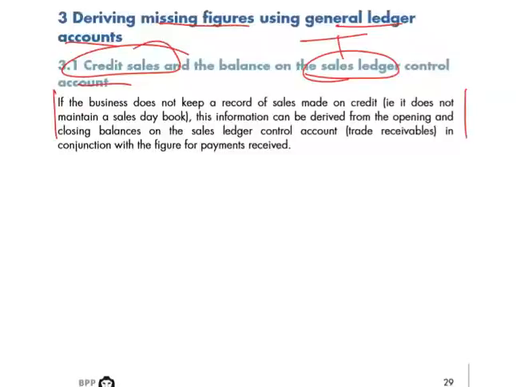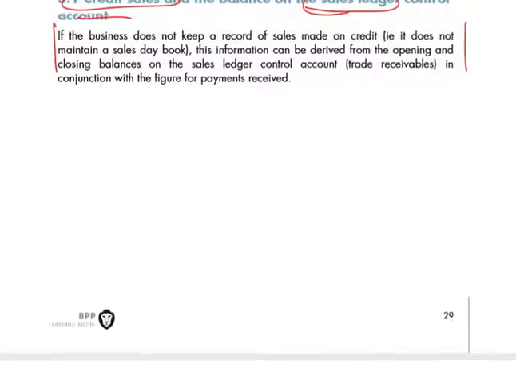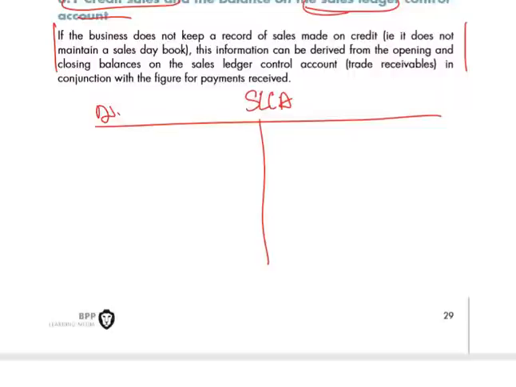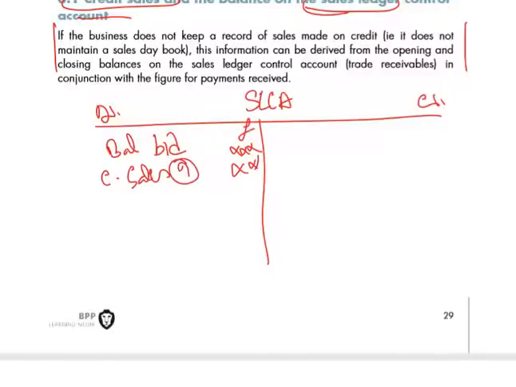For example, opening and closing SLCA, sales ledger control account, means receivables figures given or bank figure given as well, but not the credit sales. How do you find it? Let me show you. If you remember the SLCA pro forma, DR CR, it's a debit account. So any balance BD, means opening receivables balance, on the debit side, then credit sales on the debit side as well. This will be your balancing figure. It will not be given. Rest of the items are on the credit side, which will be given.